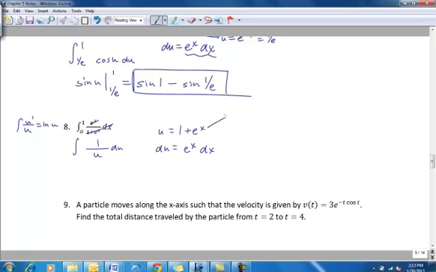Okay, let's change our limits. If you plug in a 1, you get u equals 1 plus e to the first, so that would just be 1 plus e for that limit. Down here, if you plug in a 0, you get 1 plus e to the 0, which is 2. Okay, and 2 is less than 1 plus e, so I think we're good with that. So if we integrate here, we'd get ln of u, evaluated from 2 to 1 plus e. So that would equal ln of 1 plus e minus ln of 2.